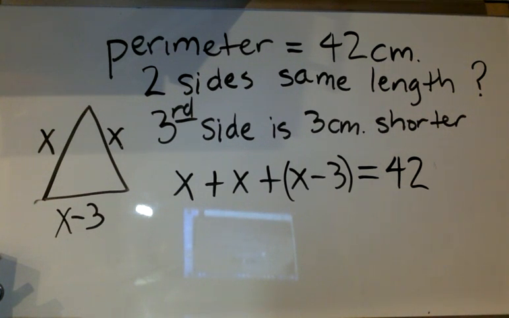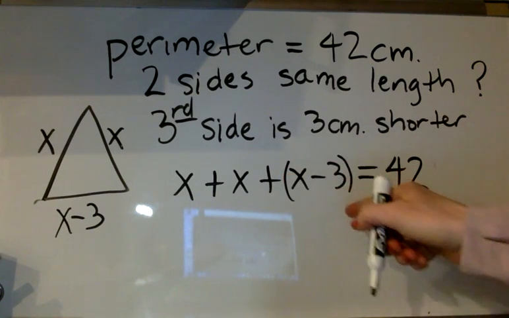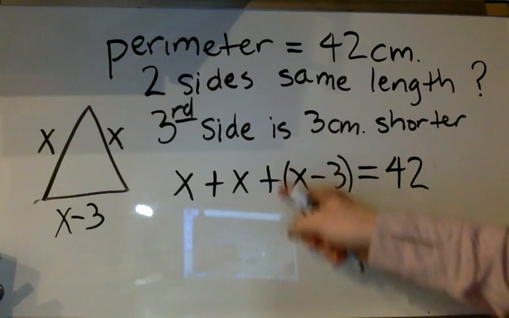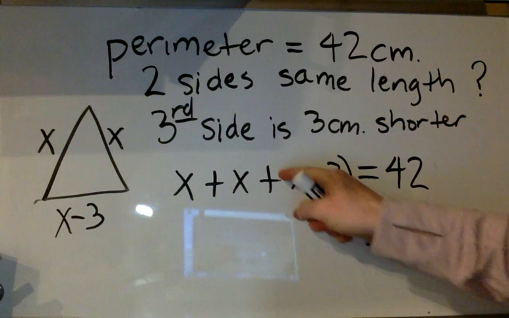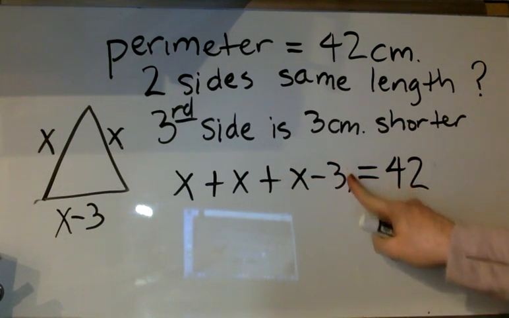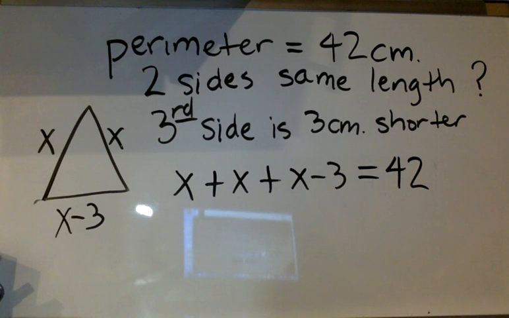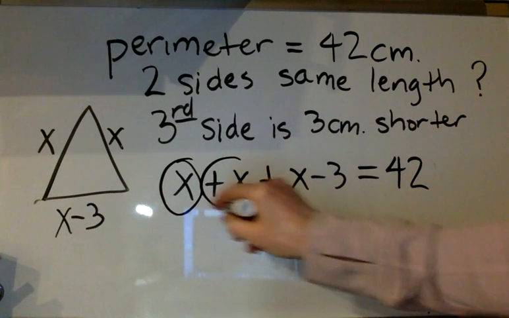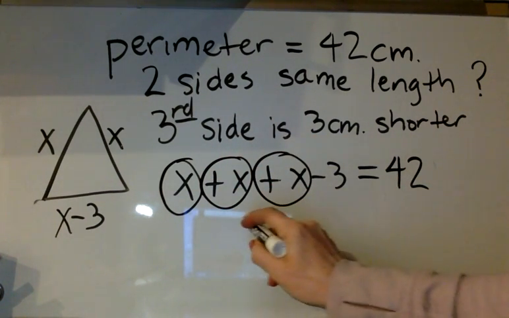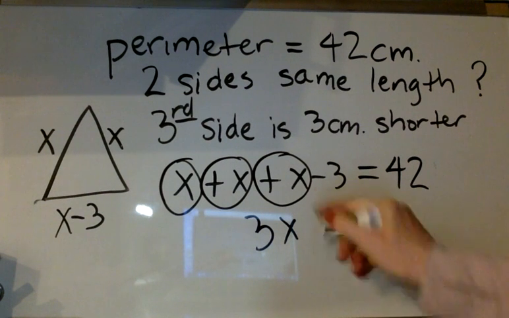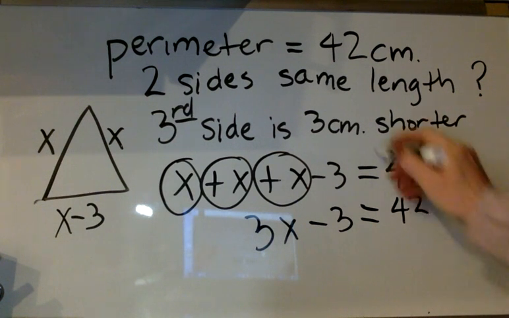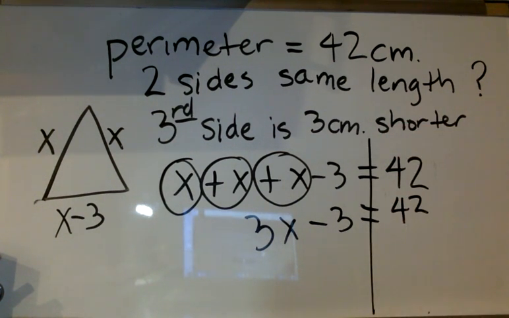So what I like to do is combine my like terms. This x plus x minus 3 that I put in parentheses, it's not being multiplied by anything here but 1. So I can just lose the parentheses. If there was a 2 in front of that, I would have to distribute, but there isn't. So I'm going to collect my like terms. I can see I have 1x, 2x's, and 3x's. So that's 3x, and the constant term is negative 3. That equals 42. I like to draw my line down the center.